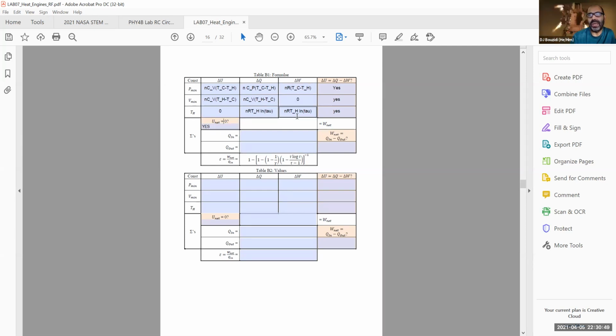Now I need to add the W's in here and see how much work I have. It's going to be this number plus 0 plus this number. That is going to be the W net in this case.